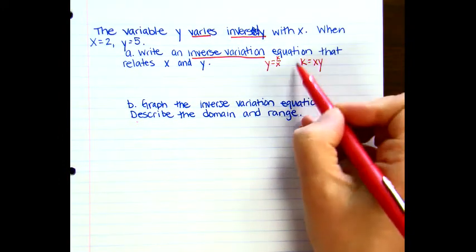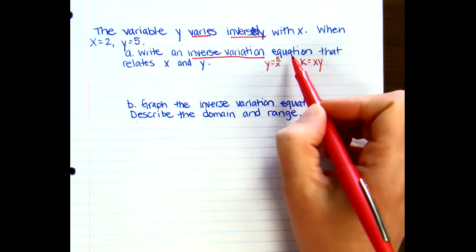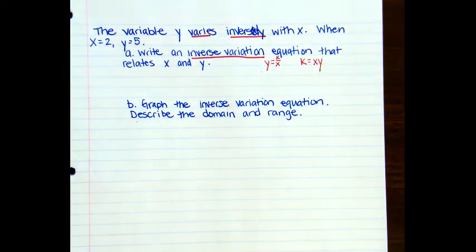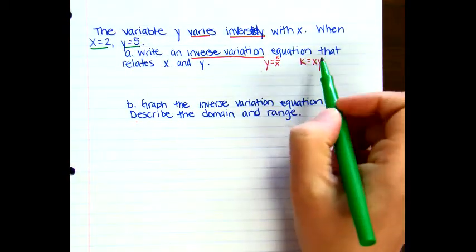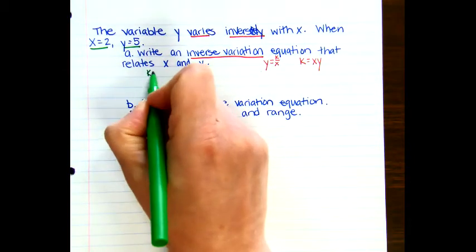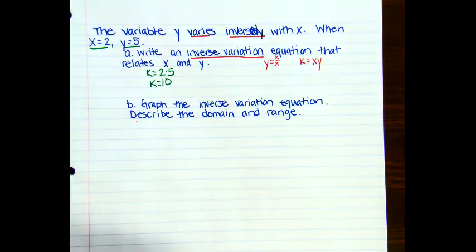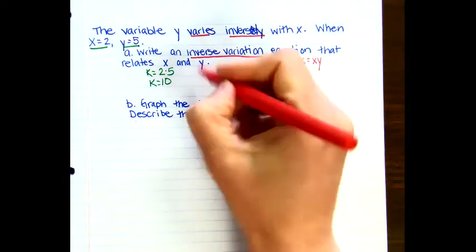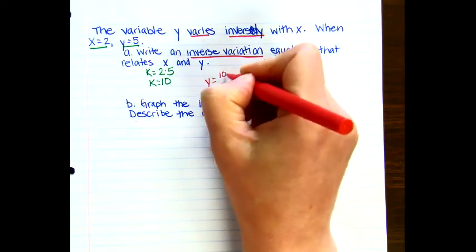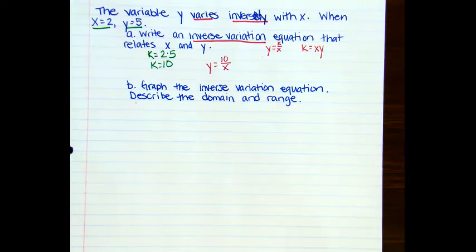So this one is actually a little bit easier to solve for k, but remember, this is what the final form should look like. So I'm going to take my x equals 2 and y equals 5 and put it in here to solve for k. So k equals 2 times 5. So k is going to be 10. So my inverse variation equation will be y equals 10 over x. And now I need to graph it. So this is where things get just a little bit crazy.